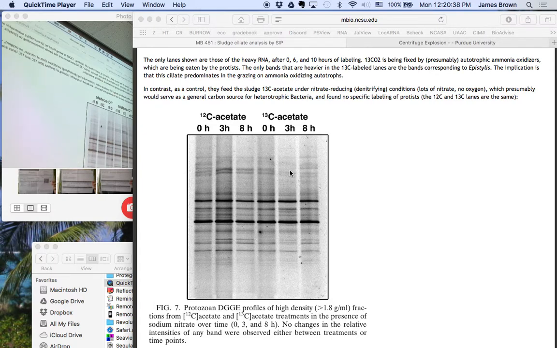And so the question is, what protists are eating the denitrifying bacteria? And so no label, lots of label, different time points, no difference anywhere in the gel. And so they cannot detect grazing of denitrifying bacteria in this experiment. What's the flaw?